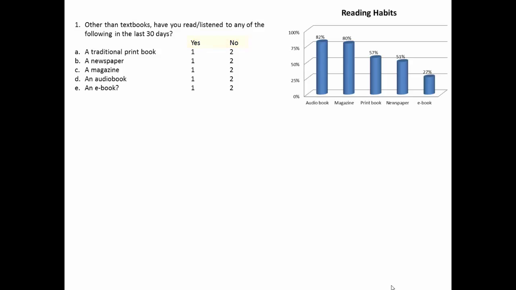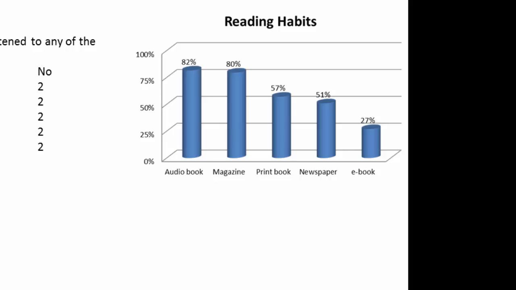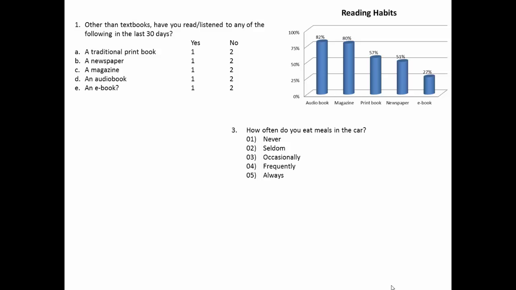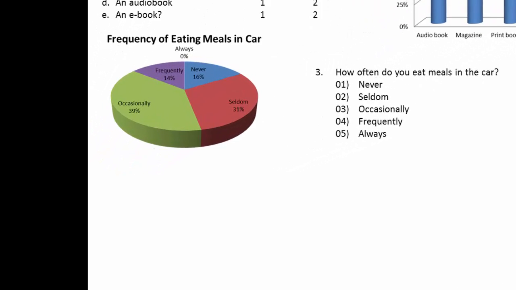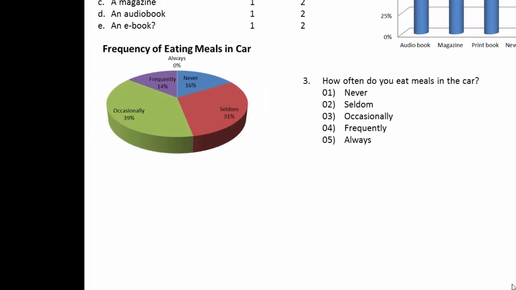Here's an example of a dichotomous variable. In this case, each of these has a yes, no, and you could then put a graph together that says the percentage of people who said yes. So you'll see 82% of people said that they have read or listened to an audiobook in the last 30 days. Another example, how often do you eat meals in the car? You can put together a pie chart, for example, that shows the frequencies of each of those answers.